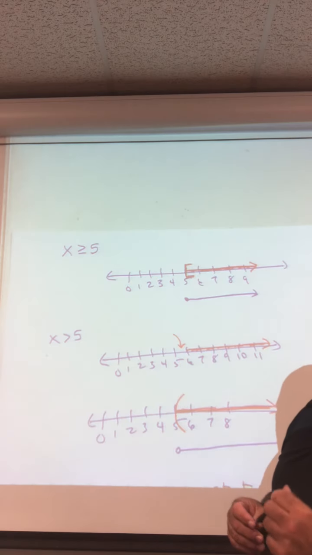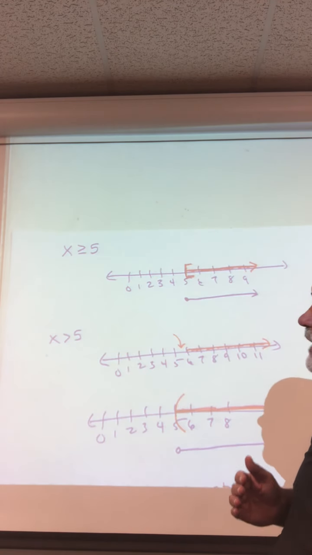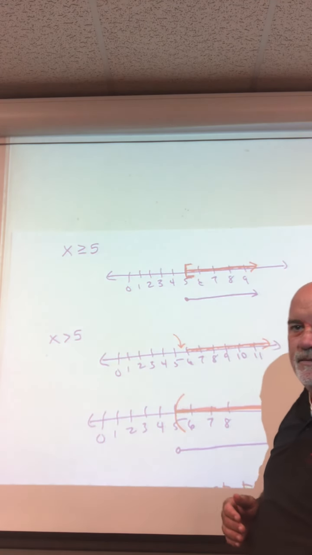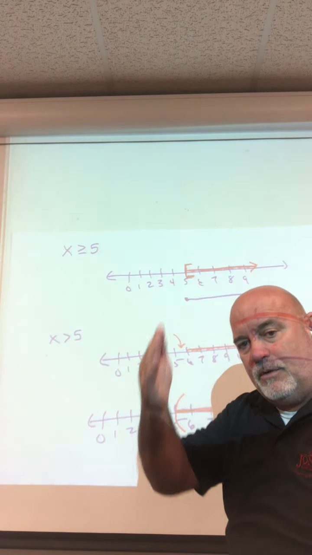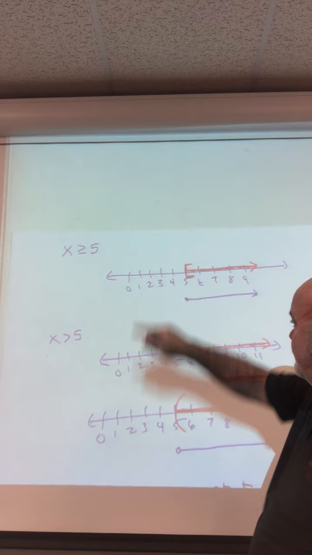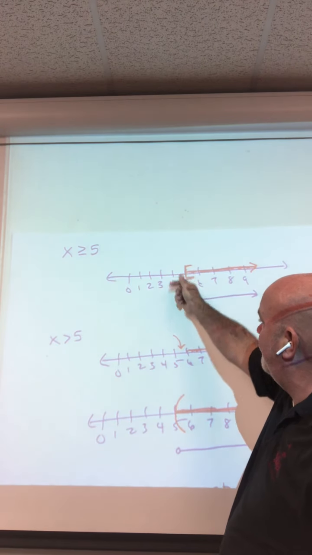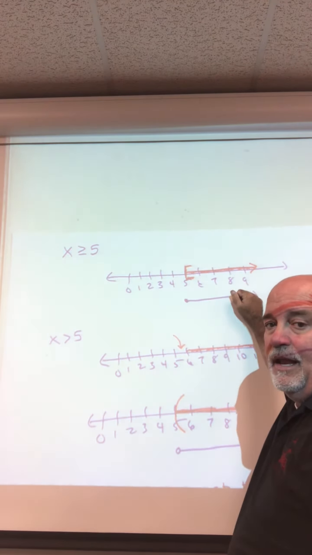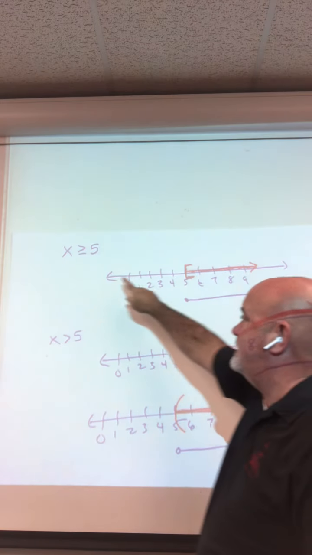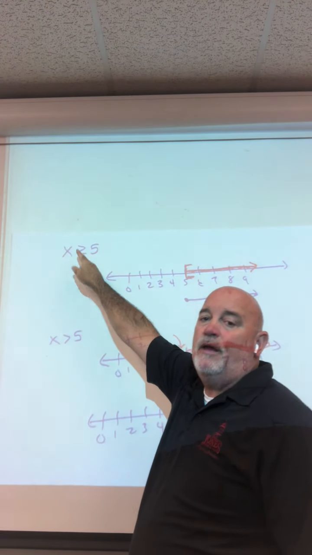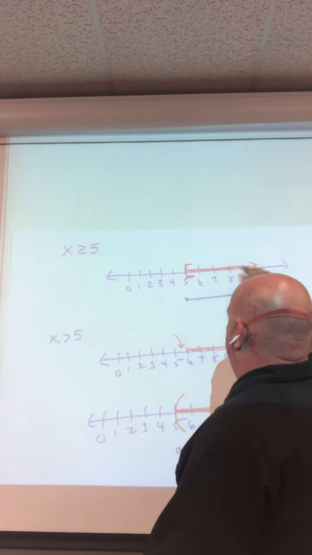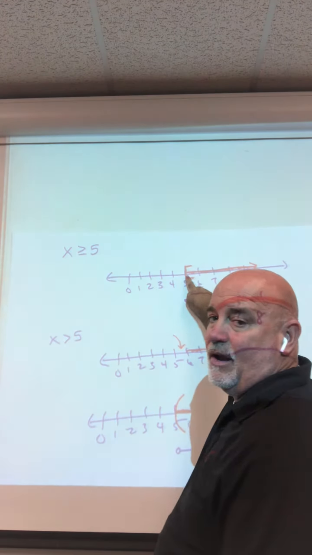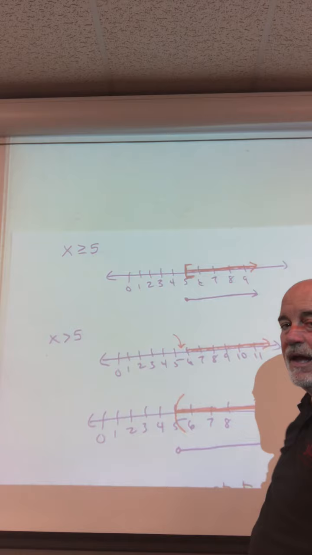If I ask you to graph x is greater than or equal to 5, that would be all of the numbers 5 and bigger. So the way we show that is we start on 5 and go to the right. Now, in intermediate, if it says greater than or equal to, that means you're including the 5. The way we show that typically on a number line is putting a bracket on the 5 going to the right.